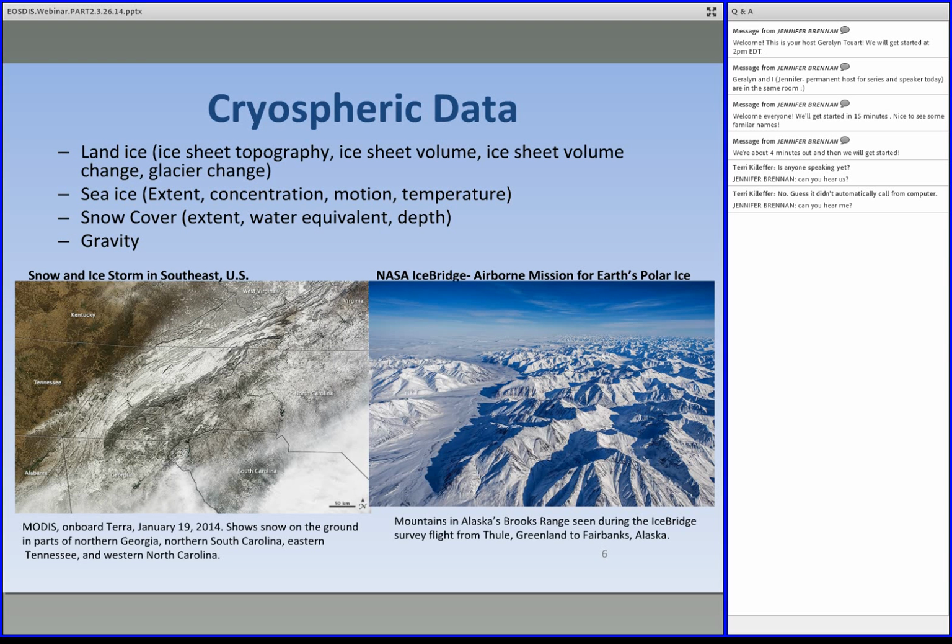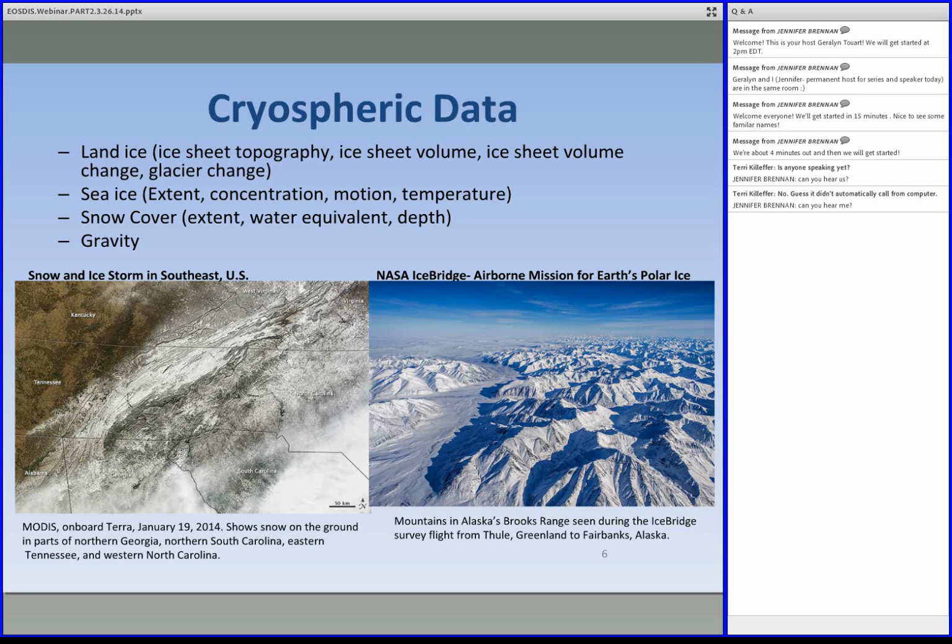Okay, the image on the right, I really wanted to give you an idea as to the different types of data when showing these data images. So you can see here that this is representative of one of our airborne campaigns called NASA Ice Bridge. This is an airborne campaign measuring and surveying Earth's polar regions. This photo here is from a P-3 and is showing the mountains in Alaska's Brooks Range as seen during their Ice Bridge survey flight from Thule, Greenland to Fairbanks, Alaska. And this is a photo from just recently, within the last couple of weeks.